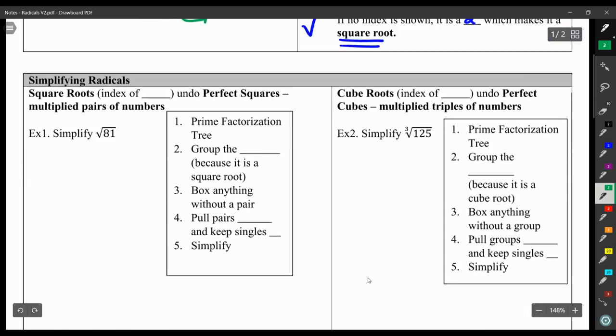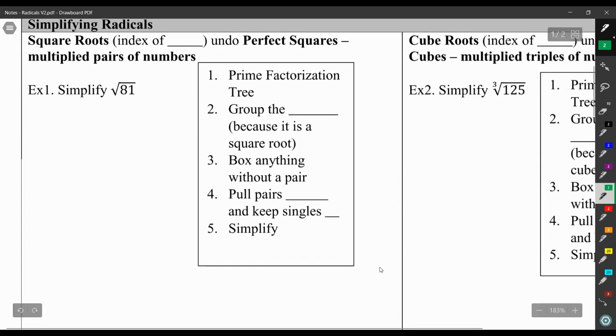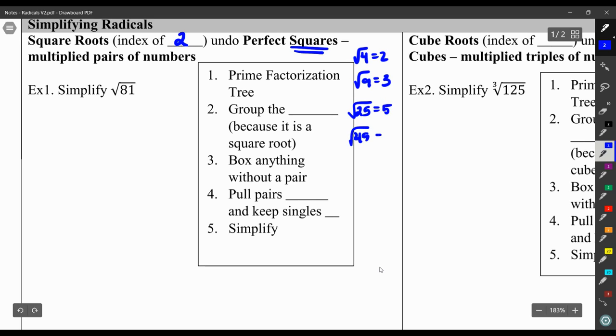So let's start simplifying. The first thing we're going to do is simplify square roots. It's the first one we're going to look at. So square roots have an index of 2. These undo perfect squares. So for example, 4 is a perfect square, so the square root of 4 would be a 2. 9 is a perfect square, so the square root of 9 would be a 3. 25 is a perfect square, so the square root of 25 would be a 5. And you can continue this list. 49 is a perfect square. It's what times itself gives you this thing under the radical.